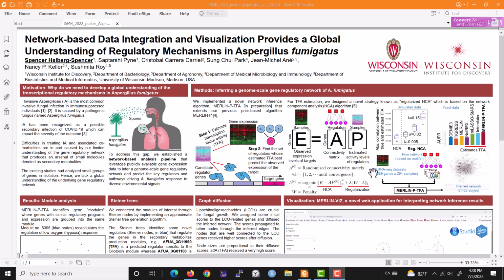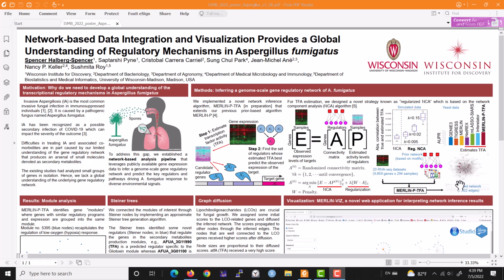And using this algorithm, we applied it onto a collection of 20 bulk RNA-seq data sets consisting of around 10,000 genes and 300 samples. We also initialized the network with the prior network based on TF binding site motifs. After application, Merlin PTFA inferred the genome scale network, which contained around 7,000 edges across these 10,000 genes.